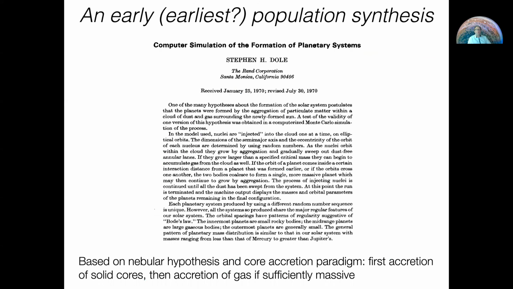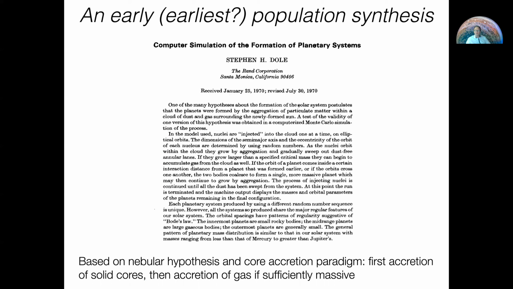And I looked a little bit at what is maybe the earliest, or at least the earliest population synthesis I know. This is this paper here from 1970 from Stephen H. Dole from the RAND Corporation, and the title was The Computer Simulation of the Formation of Planetary Systems. And he actually did something which in many aspects is still what we do nowadays, only that the input physics has changed. So he says that he tests the hypothesis of the nebular formation of the solar system.